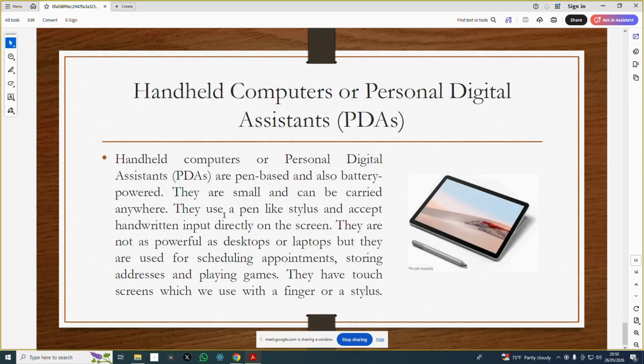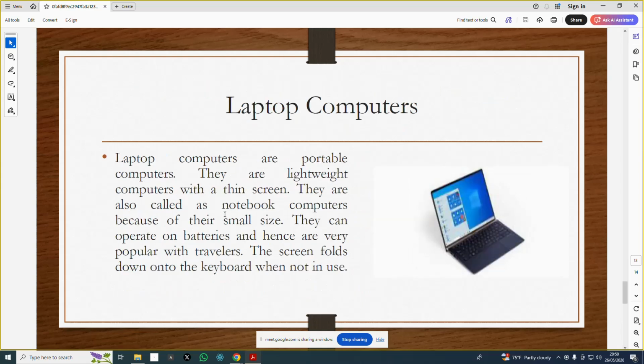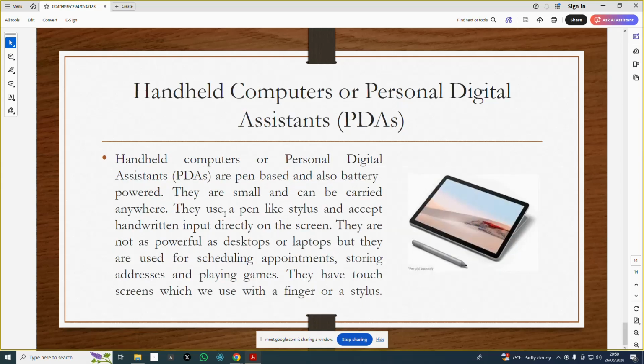So basically, from that, I hope it marks. Master, types of computers. Yes, please.